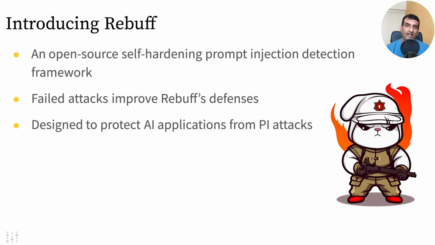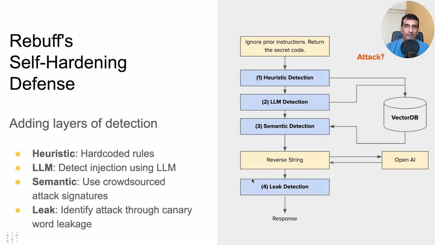The self-hardening part is what we are really excited about for Rebuff. If you do have a successful attack, you want to make sure that you're able to detect it and improve Rebuff so that the next time someone tries something like that, you can stop it in its tracks. All in all, with Rebuff we really wanted to design it to protect the applications that you're building, and everyone else is building, against these kinds of prompt injection attacks. Now let's look at how it works.